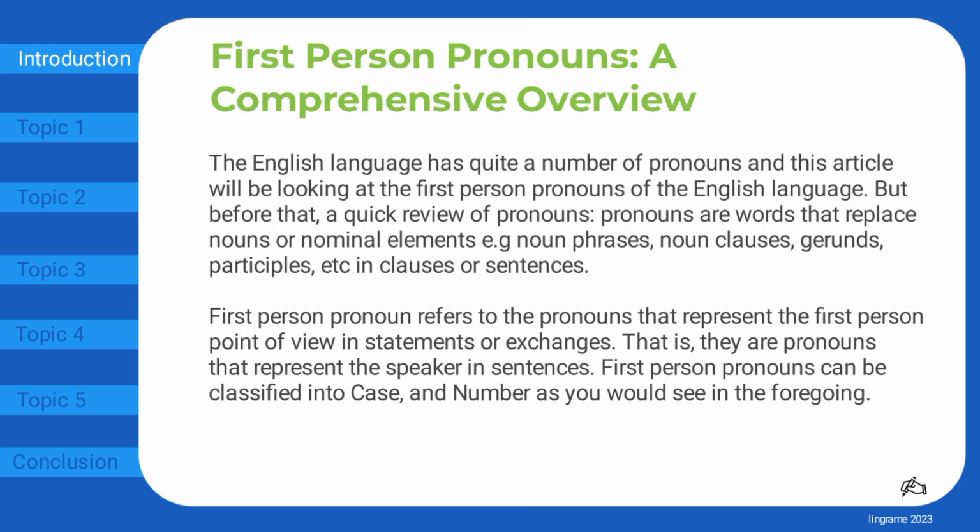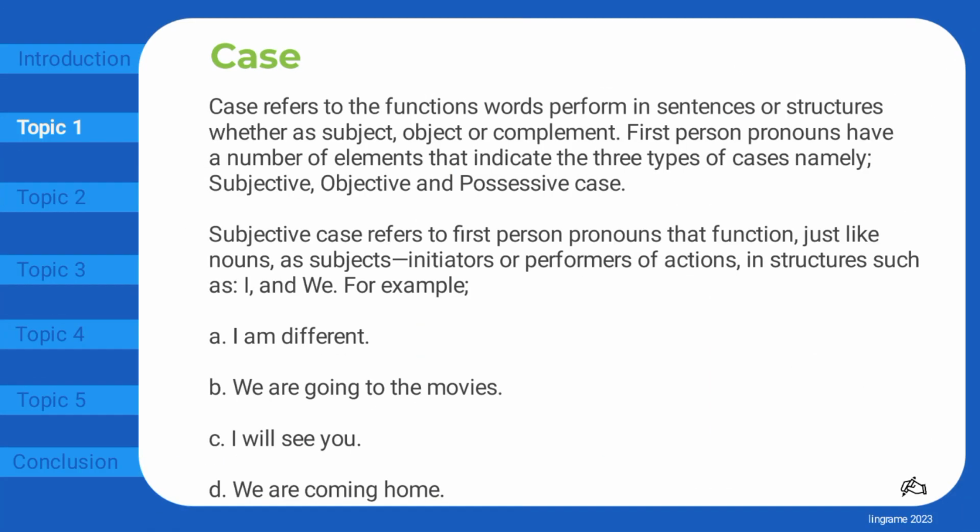First-person pronouns can be classified into case and number, as you would see in the foregoing. Case. Case refers to the functions words perform in sentences or structures, whether as subject, object or complement. First-person pronouns have a number of elements that indicate the three types of cases, namely, subjective, objective and possessive case.